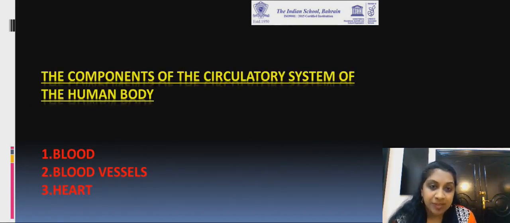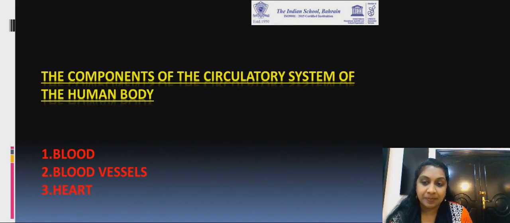The different components of the transportation system in human beings, otherwise also known as the circulatory system in human beings, are the blood vessels and the heart.